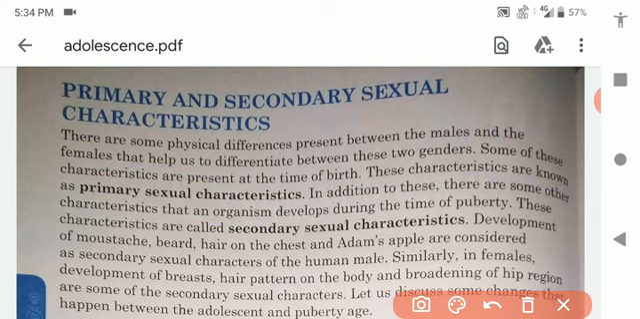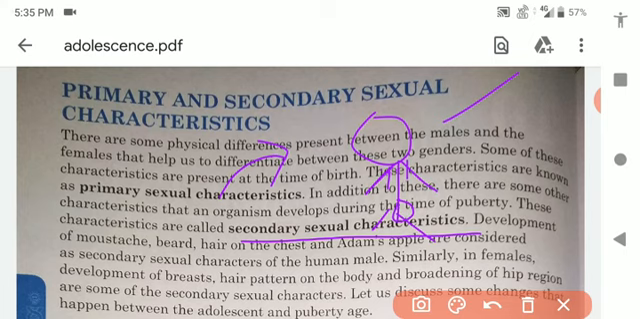Now we are going to study another topic that is called secondary sexual characters. So what happens when a baby girl changes into an adult? At that time you can see breasts appear, pubic hair appears in the pubic region, and hair can also be seen just beneath the arms, and you can see behavioral changes also. So these changes which appear at the age of adolescence are called secondary sexual characters.